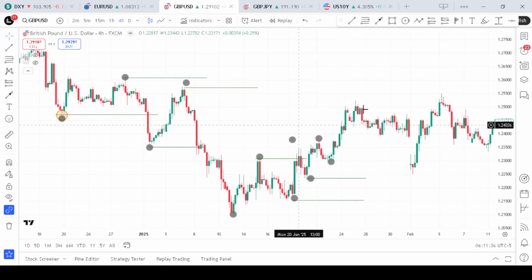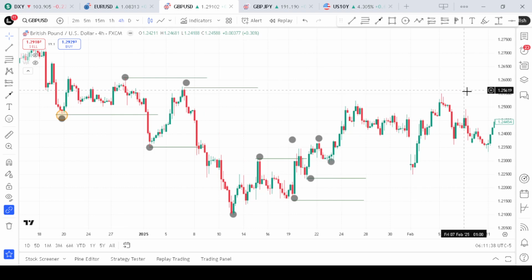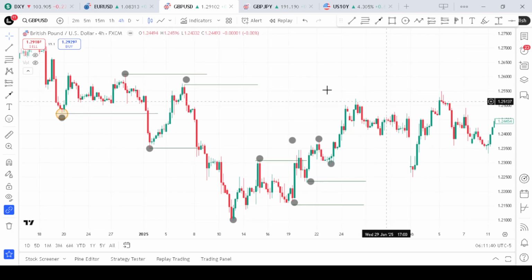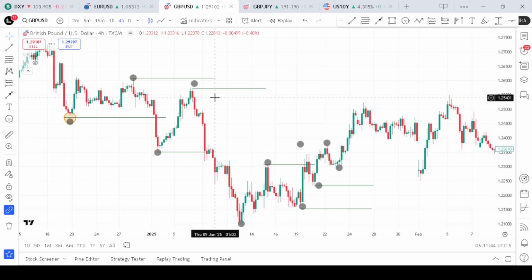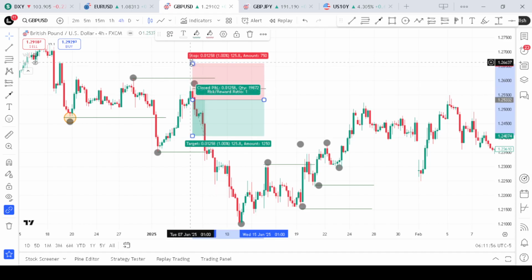How do we enter our trade? We enter our trade near the area that is the support or the resistance level. When we spot our support or resistance level in the market, we enter our trade at that level. In this case, I will enter at the resistance level.